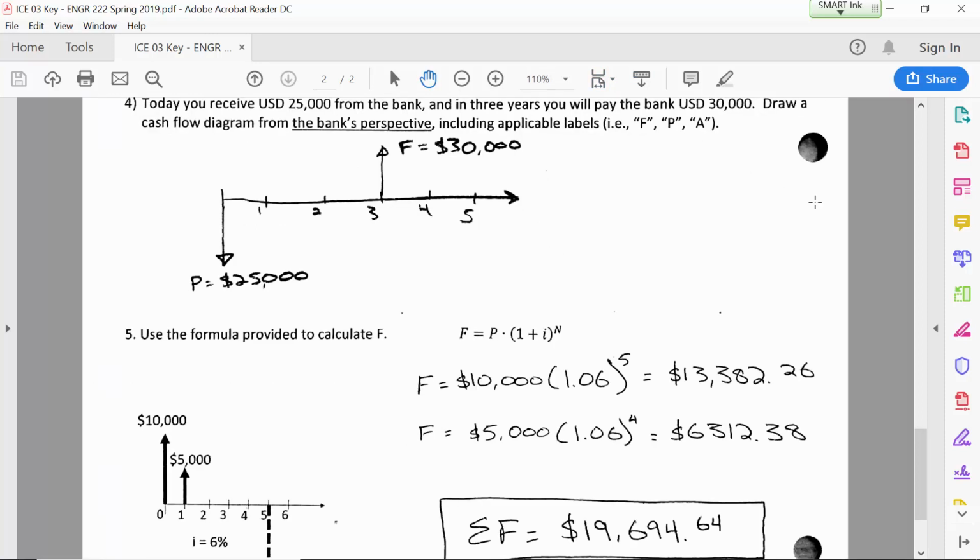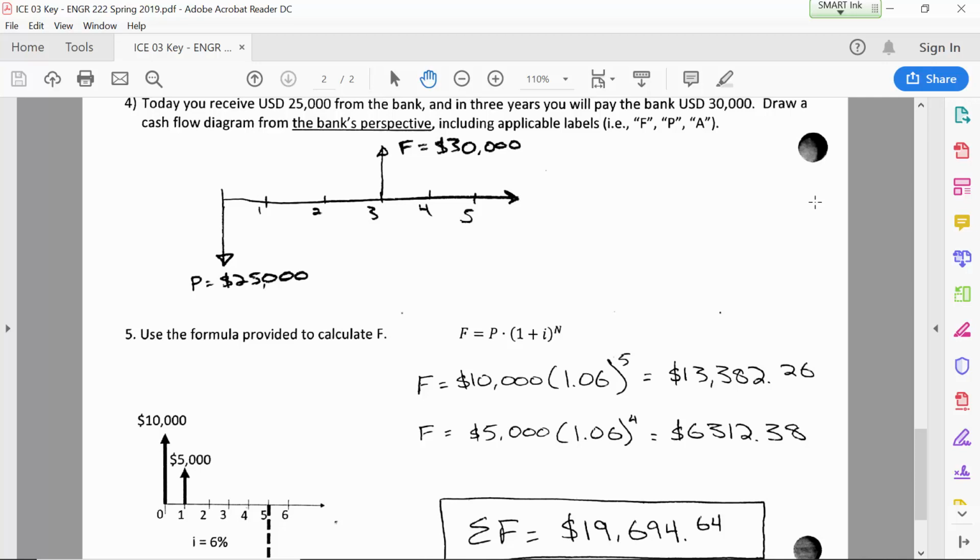All right, so I've got the solution to 4 and 5 up on the screen there. From the bank's perspective, when you receive $25,000 from them, you're getting money, which is an inflow to you, but that's an outflow for them. So they have that downward arrow in the present. So P equals 25,000 in the present, and then in the future, you're going to repay them. So their inflow comes in year 3, and F equals 30,000 for that one.